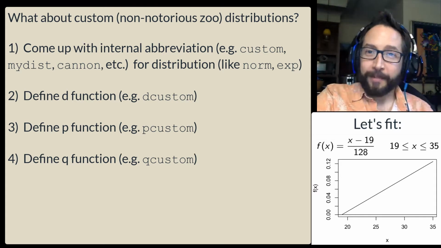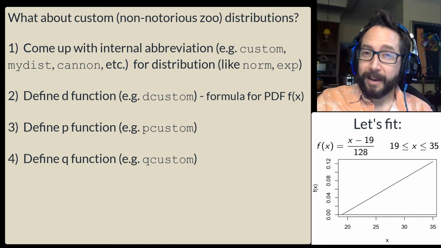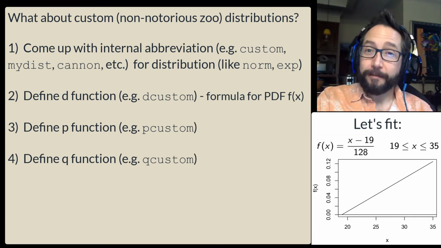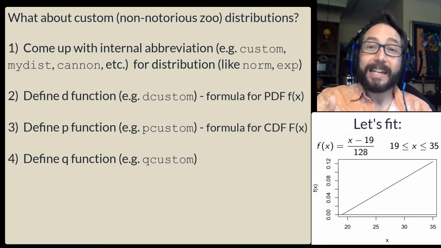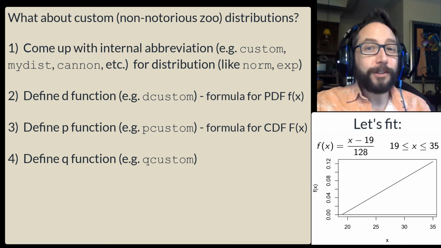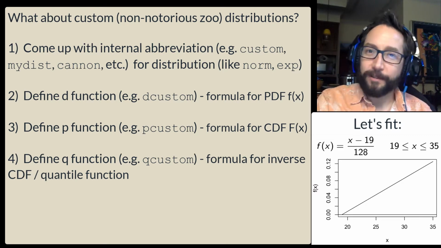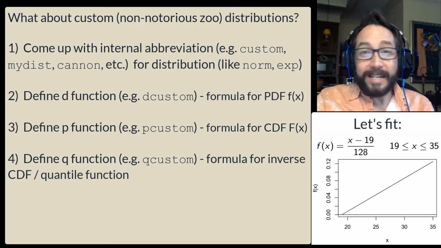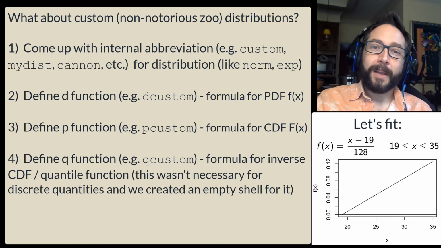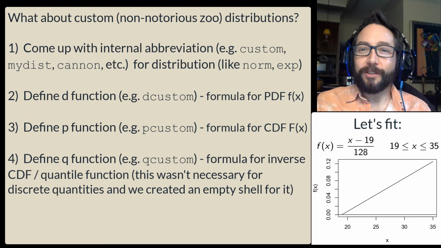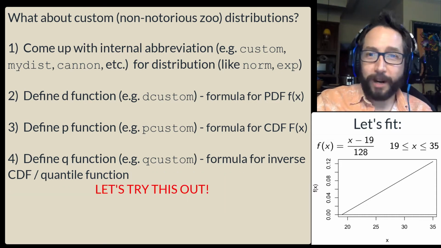Put a d in front of it, you have to define the d version of that function, the formula for the PDF. You have to define the p version of that function as well, pcustom, the formula that gives you the CDF, capital F. And then you also have to define the q version of that function, the quantile function, for qqcomp. So we didn't have to do that back in discrete world. We had to do the first 2, so we've talked about that before. For a continuous fit, we actually do need that q version of that function as well. And so let's try this out.